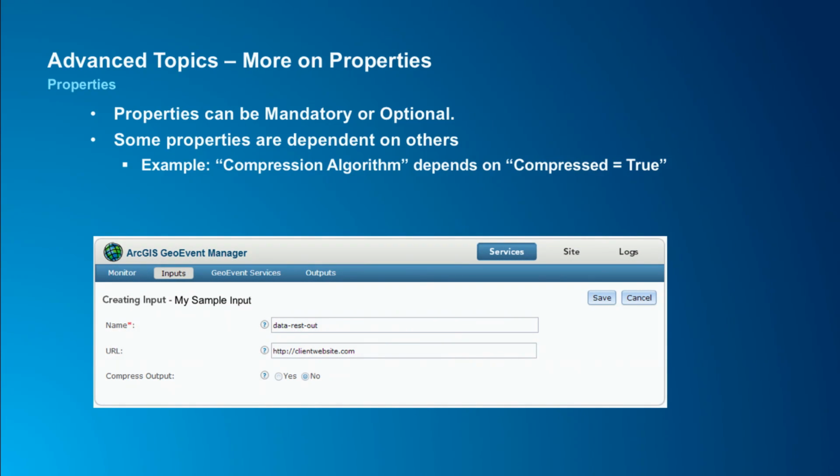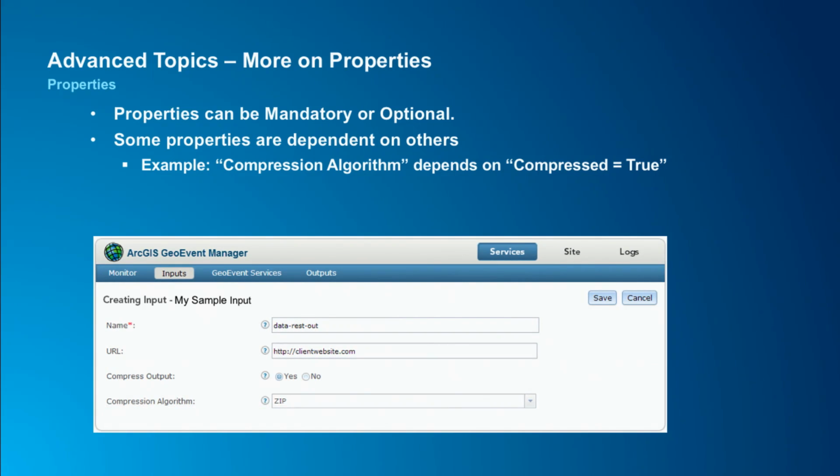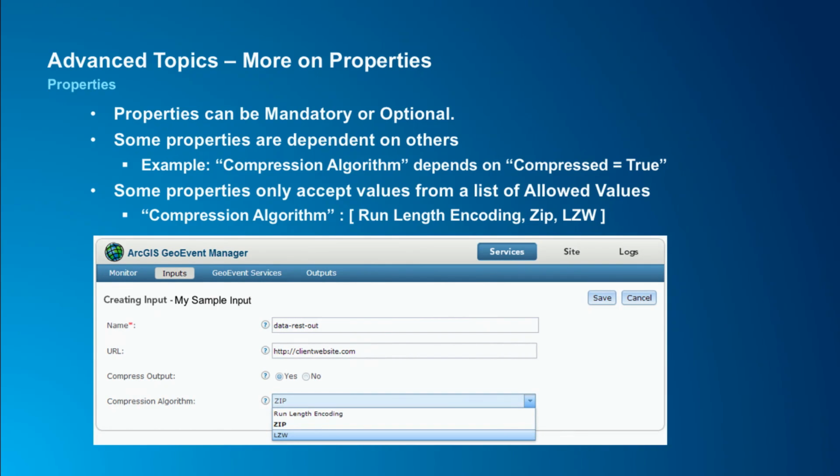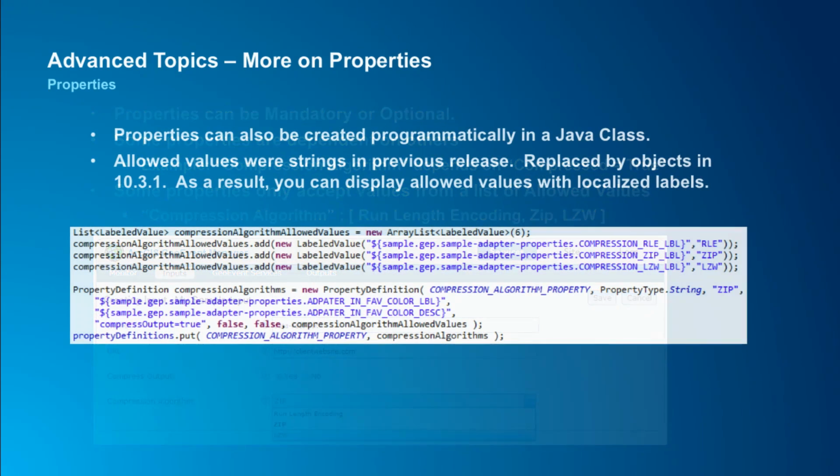So in this example, we have a property that says whether we want to compress the data or not. If the user selects no, then we don't see the compression algorithms property. But if the user selects yes, then we're going to display the compression algorithm property. And some properties can have predefined values. So in this case, we predefined 3 compression algorithms so that the user can choose from this dropdown, rather than entering their own compression algorithms.